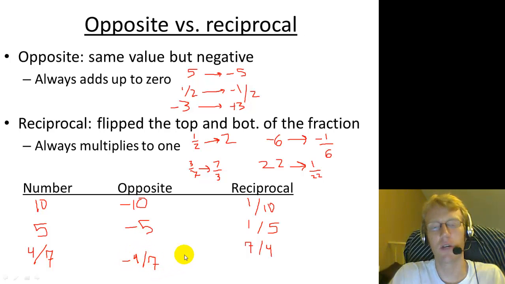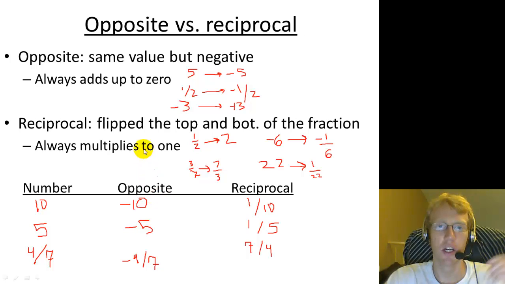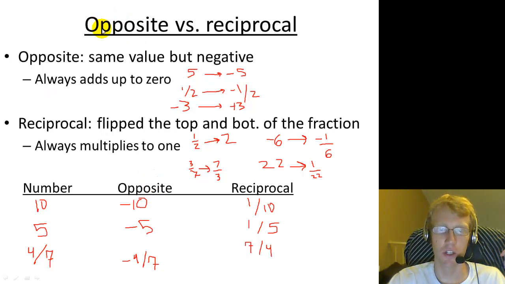So I know this is very quick, hopefully very simple, but just to differentiate between opposite and reciprocal, and how to do one versus the other. You want to use opposites when you're getting rid of adding and subtracting. You want to use reciprocals when you're getting rid of multiplying and dividing.